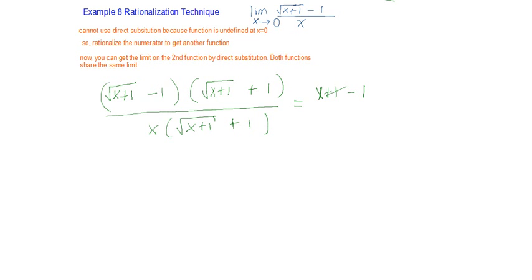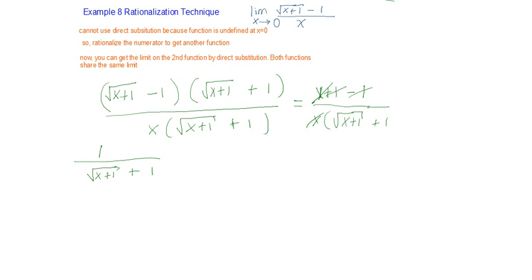So now you can see that these two cancel, and at the bottom I have x times (√(x+1) + 1), and now you can see that this x and this x cancel. So now we have 1 divided by √(x+1) + 1. Now the question is, can I now use direct substitution?